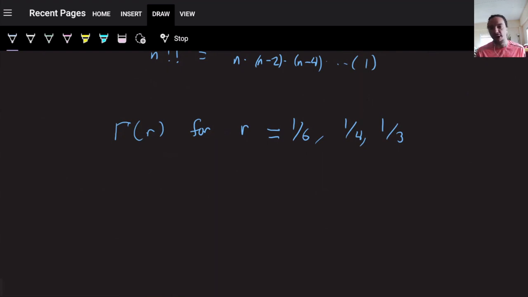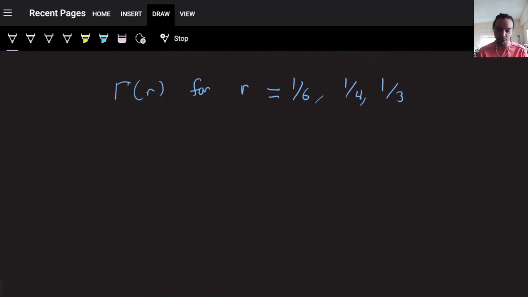Like gamma of r is not going to be equal to the root of a polynomial whose coefficients involve pi and rational numbers. Okay. So that's unlike the case for r equals a half, where it was the square root of pi, which is just a root of x squared equals pi.